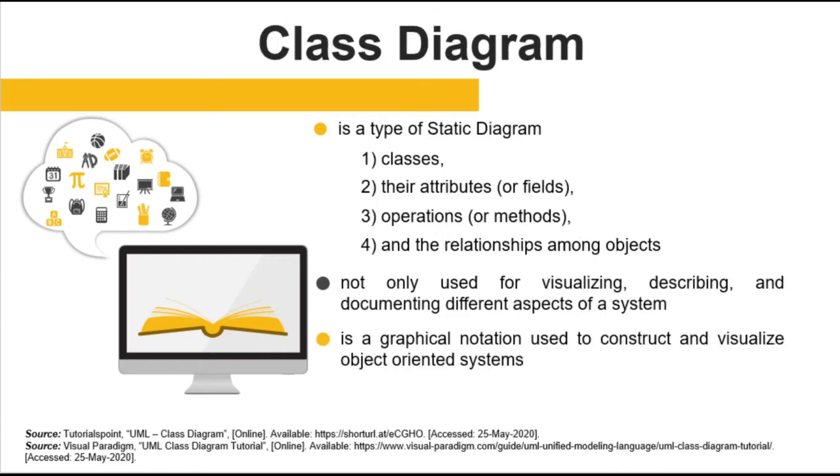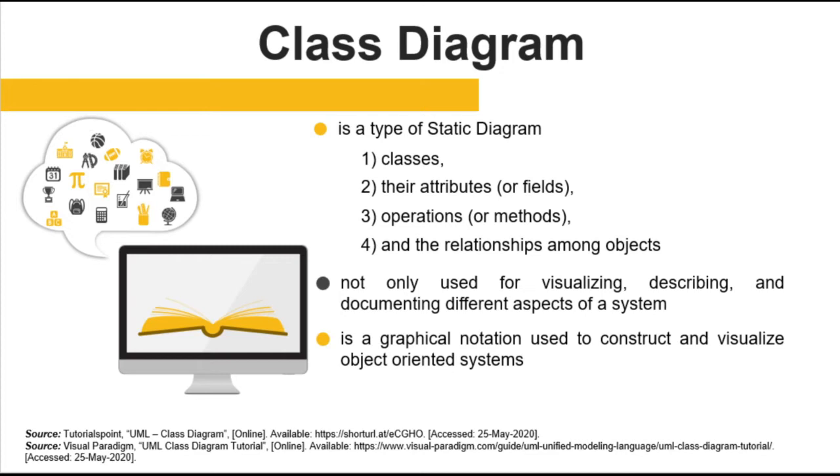Class diagram is a static diagram. It represents the static view of an application and describes the structure of a system by showing the system's classes, their attributes or class fields, the operations or the methods, and the relationship among objects. Class diagram is not only used for visualizing, describing, and documenting different aspects of a system, but also for constructing executable code of the software application.